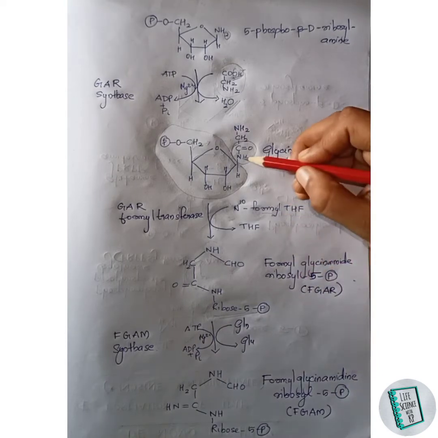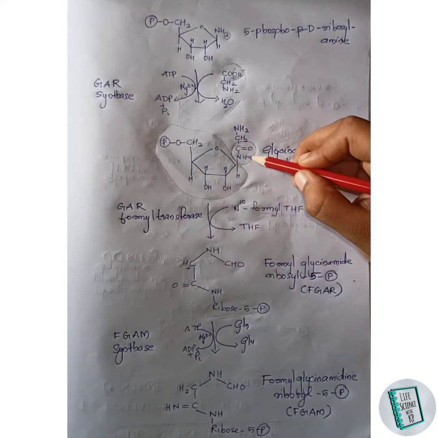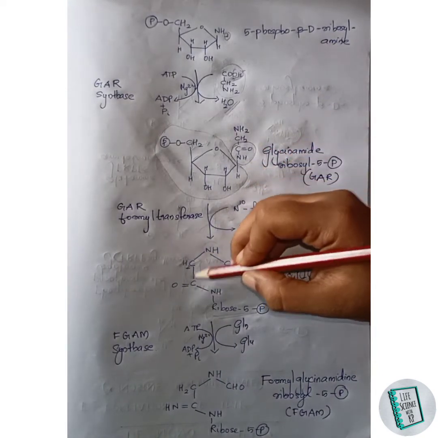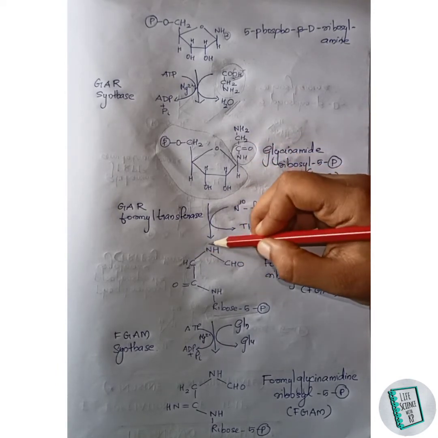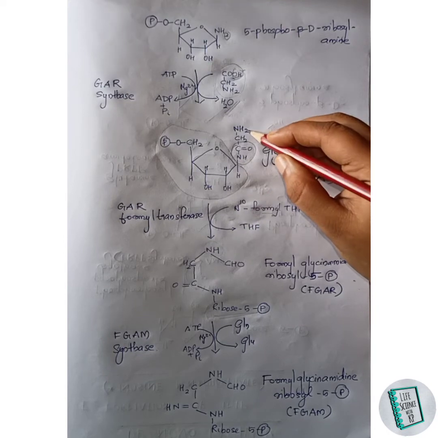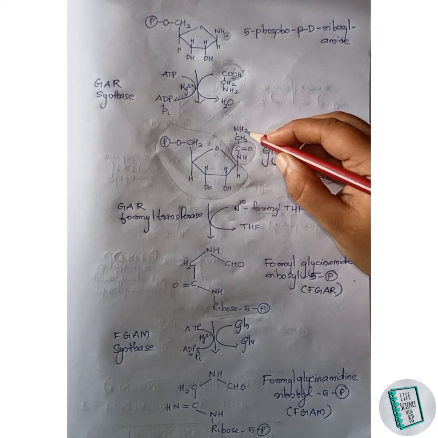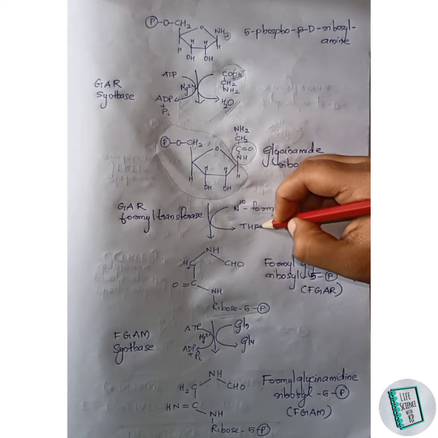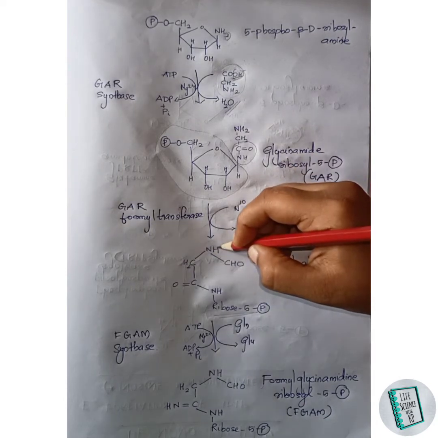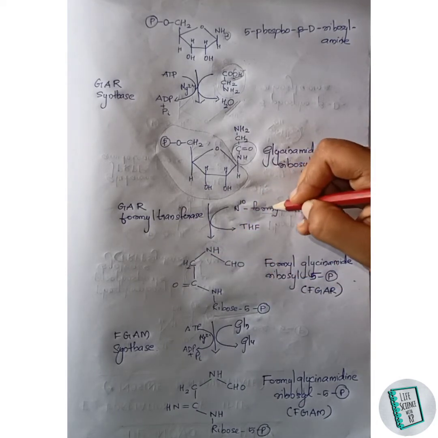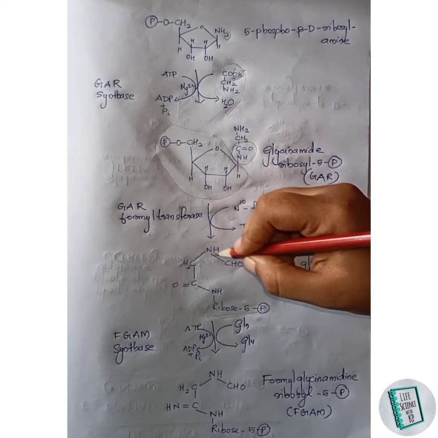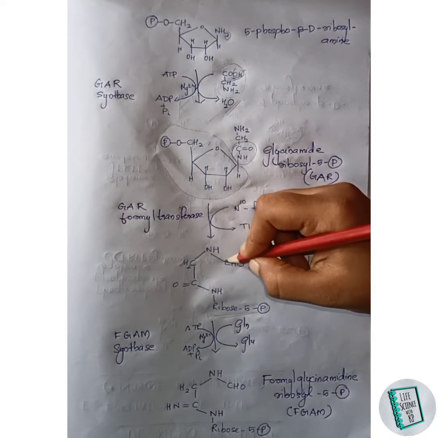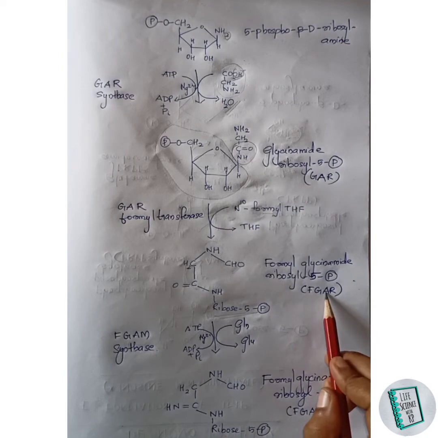Now the remaining portion is rearranged here, that is, NH, C double bond O, CH2, NH2. NH2 is written as NH here, that is, one of the hydrogens of this NH2 leaves with this tetrahydrofolate. Thus NH is present here. Then the formyl group that is donated by this N10-formyl THF attaches with this nitrogen and forms this bond here. Thus FGAR is formed.